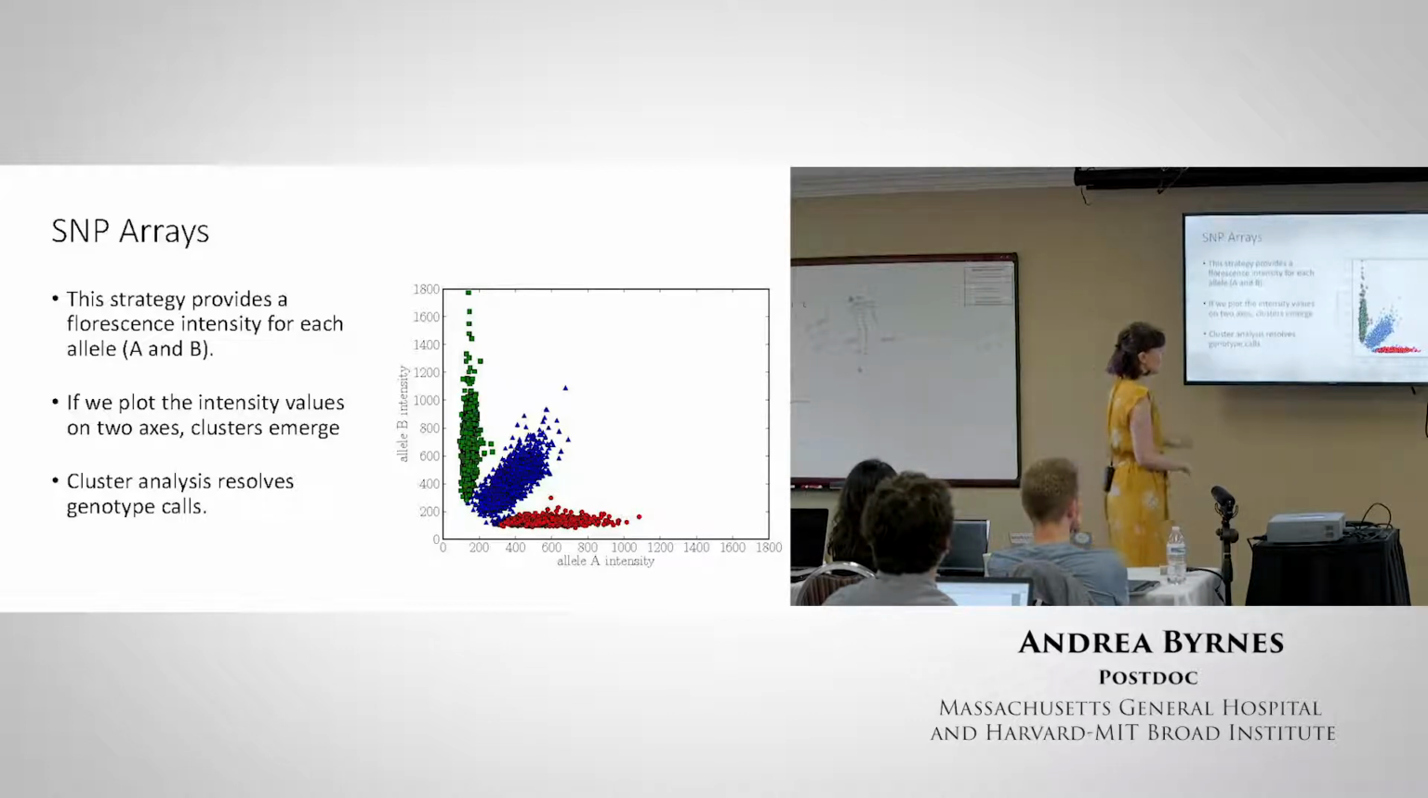And so these sorts of plots are really common in the genotype calling area. You would get on the x-axis, this is the allele A intensity, and on the y-axis, the allele B intensity. The colors here have been assigned afterwards, so these would just be points on a graph.